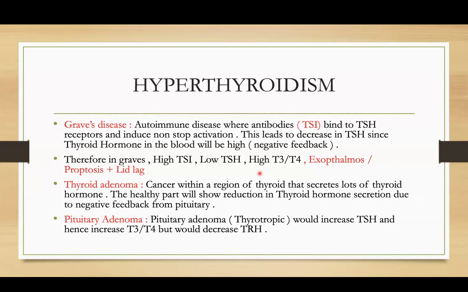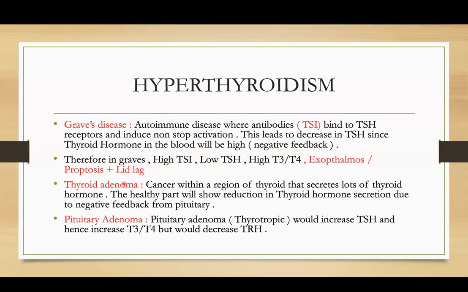So in Graves' disease, we're going to have high TSI because that's what causes the disease. We're going to have low TSH because of the negative feedback by the high T3 and T4. We're going to have high T3 and T4 because of the TSI, which stimulates the thyroid cells. We're going to have something called exophthalmos or proptosis and lid lag. And just remember this for now. The next slide is going to deal with this exophthalmos and lid lag.